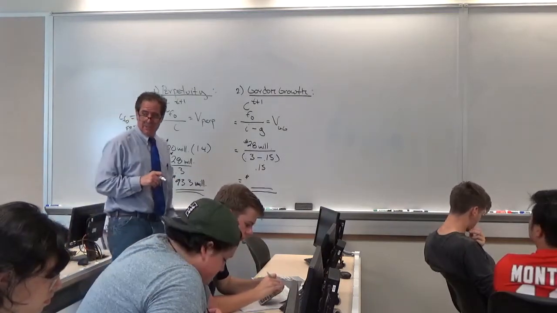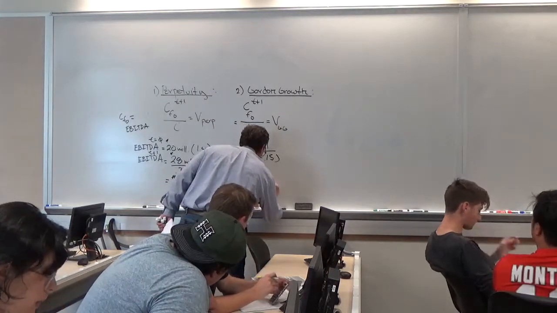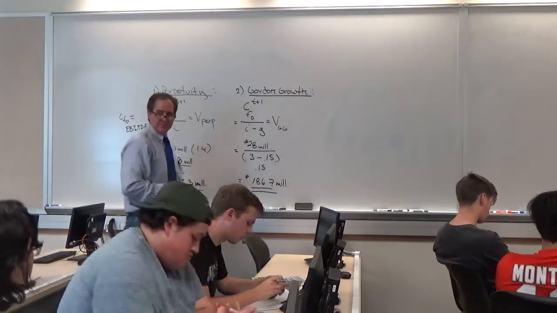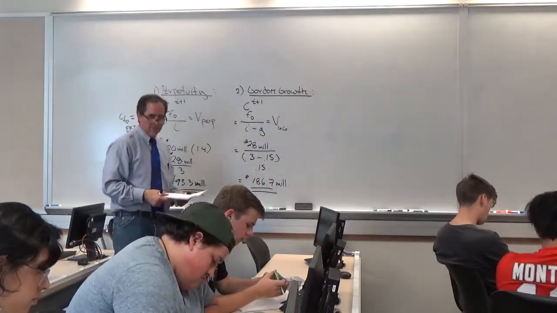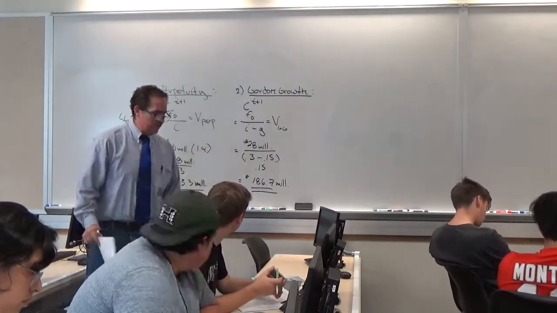So what did you say? 186.67 million. Yeah, just round it. Okay, so 186, almost 187 million. Got it. So that's that one.